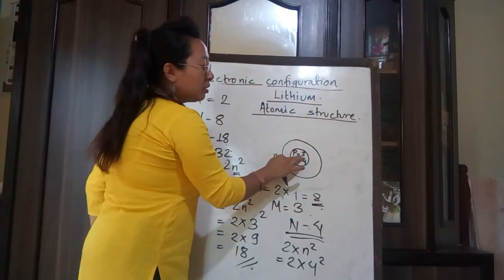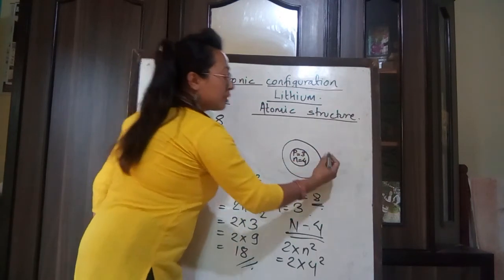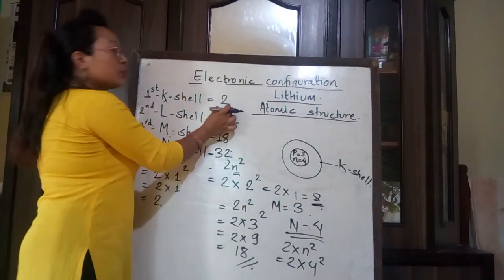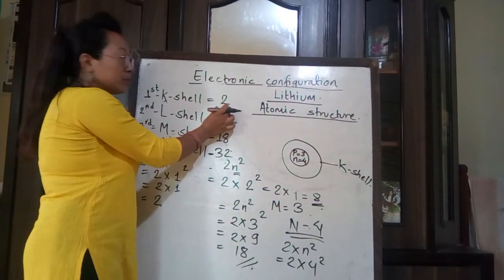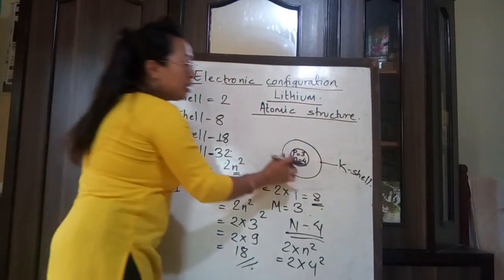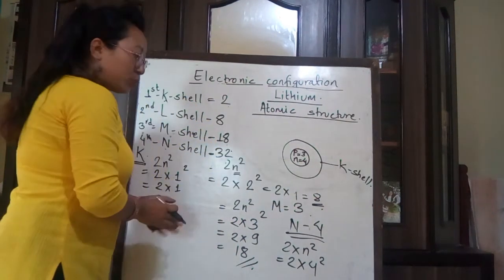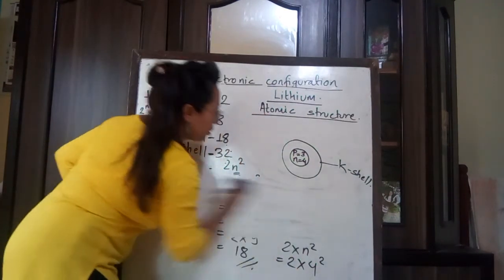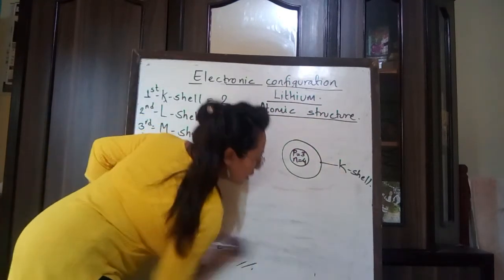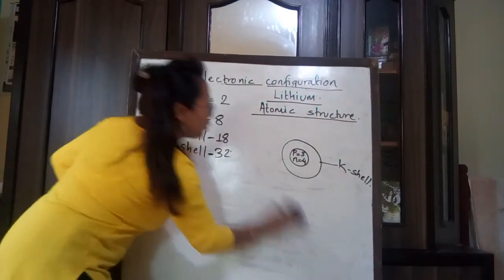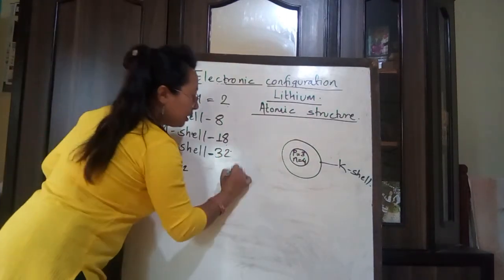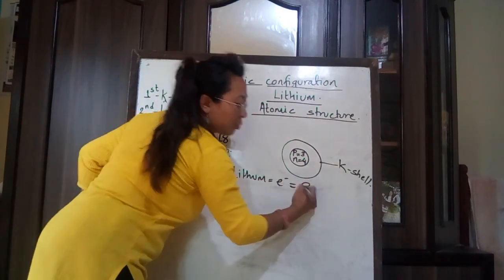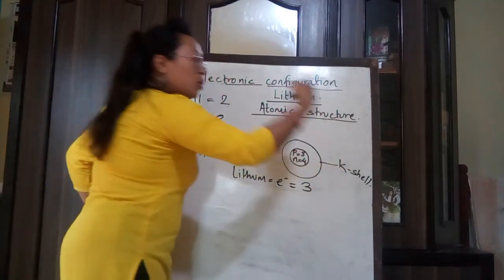But here in K shell, let's write here K shell. In K shell, how many electrons can it hold? Here I have already written 2. That means it has 3 electrons, but K shell can hold only 2 electrons. Yes, the K shell can hold only 2 electrons. Lithium has 3 electrons, but here K shell can hold 2 only.